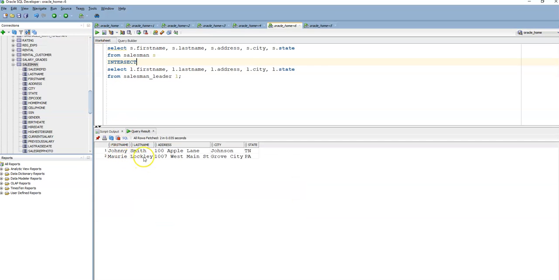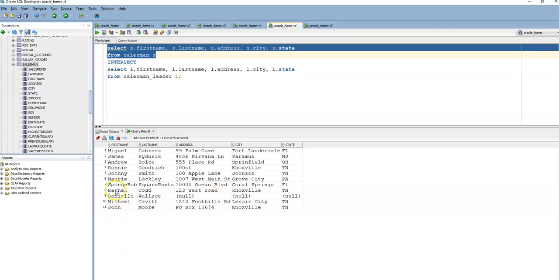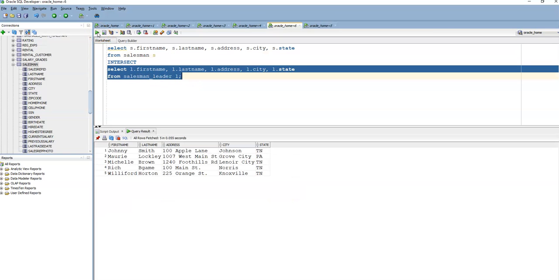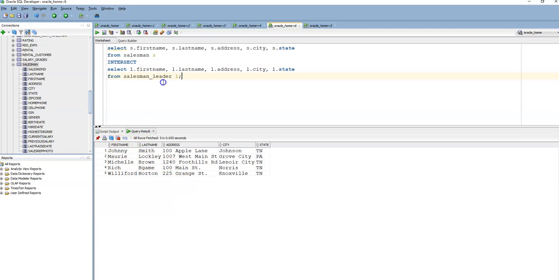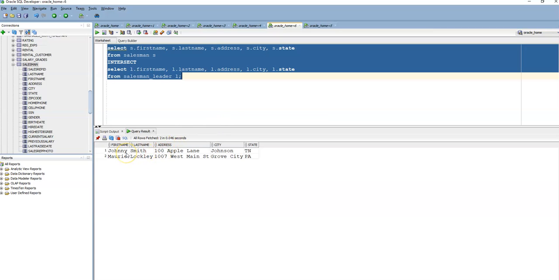So there's a couple of people. Johnny Smith and Maury Lockley are in both. So you can double check that by selecting and doing one. Look for Johnny Smith. There's Johnny Smith. There's Maury Lockley. See if SpongeBob's in both. Probably not, right? Johnny Smith, Maury Lockley, but SpongeBob's not here. So these two are the only people who are in both tables at the same time. In other words, these are two salesman leaders who are currently working still.